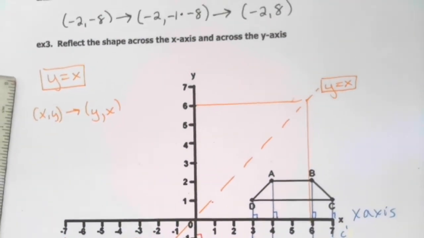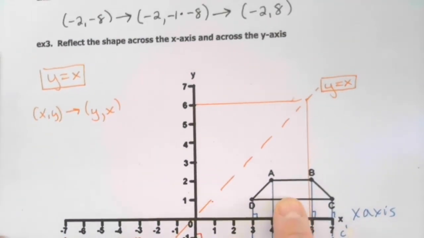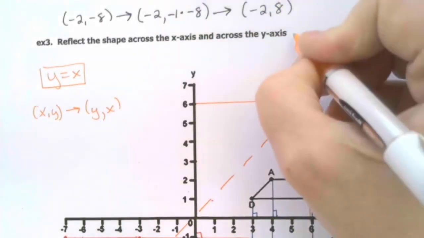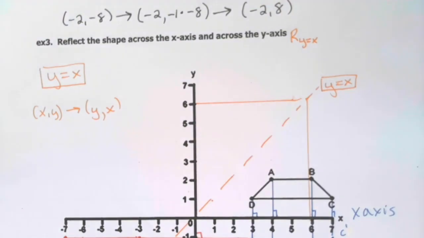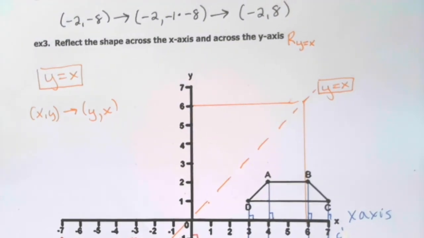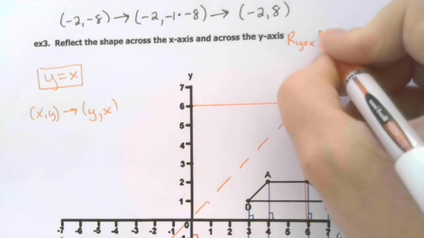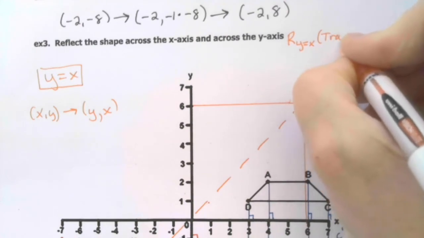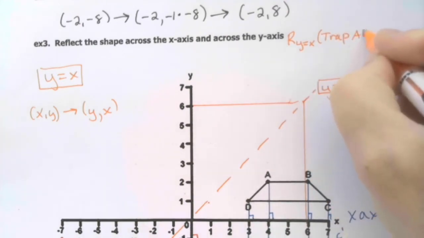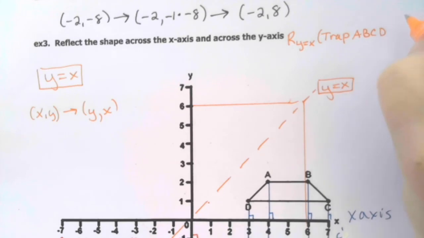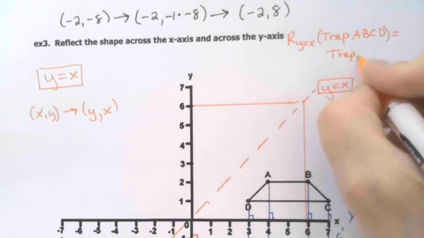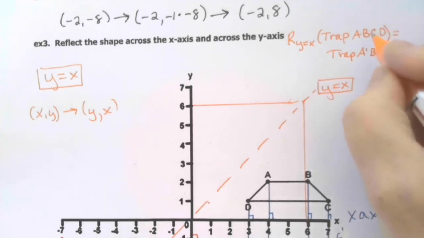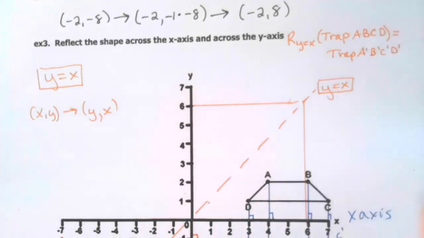And what we're going to do is we're going to take, and this is a trapezoidal figure, so we're going to reflect across the line y equals x, and it's going to be reflecting trapezoid A, B, C, D, and the resulting figure will be trapezoid A prime, B prime, C prime, D prime.